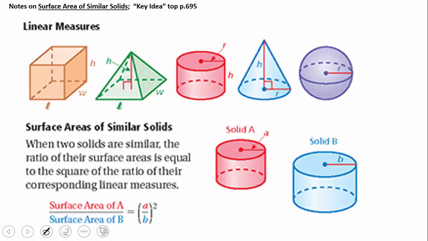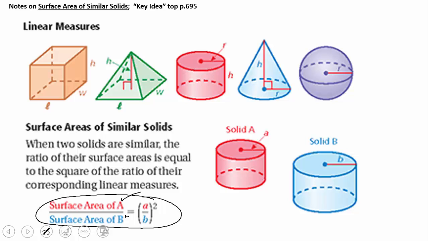And then you took some notes on the surface area of these linear measures, and you said, hey, when two solids are similar, the ratio of their surface areas is equal to the square of the ratios of their corresponding linear measures. That's what this thing right here does for us. This tells us that the ratio of the surface area of solid A to the surface area of solid B is equal to the square of the ratios of the corresponding linear measures.